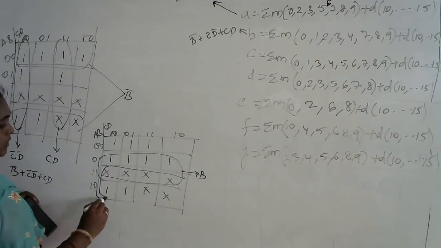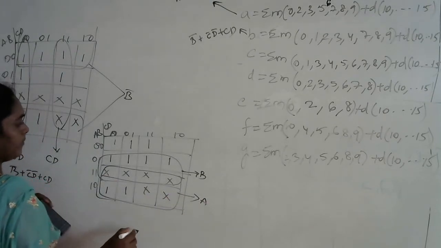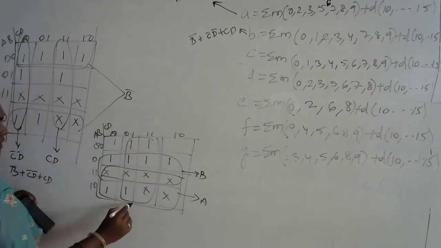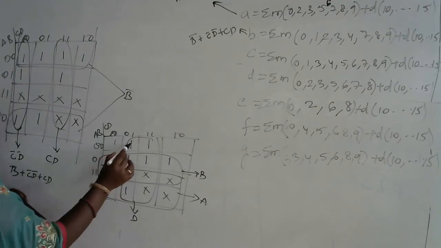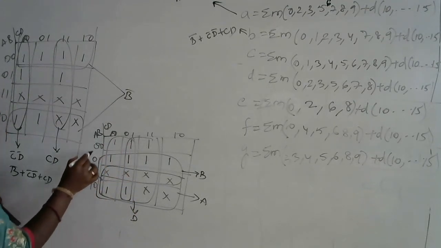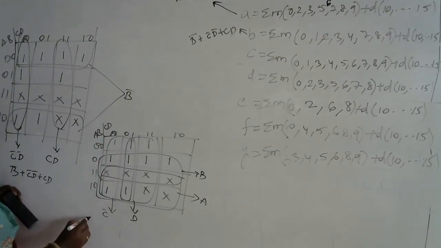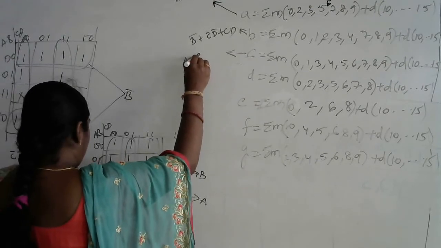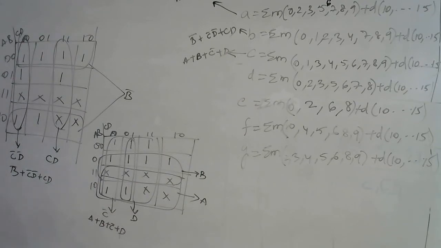And the next one you can make as one octet. So leftover will be only A, and for these two you can make this as one octet. All rows will be cancelled out, left over with D. And for this one you can make this an octet. All the rows will be cancelled out, left over with C bar. So the expression is A plus B plus C bar plus D. So the expression for C is A plus B plus C bar plus D. This is the expression for C.